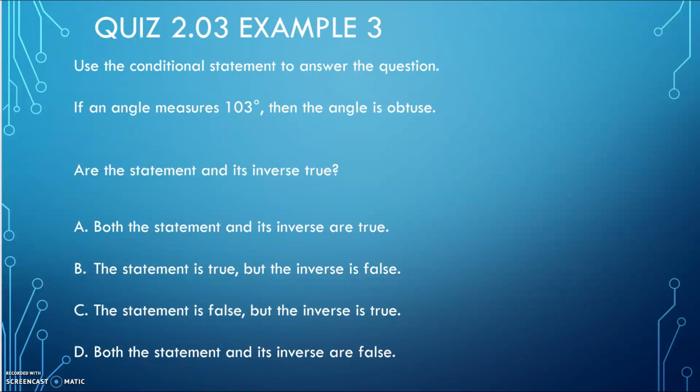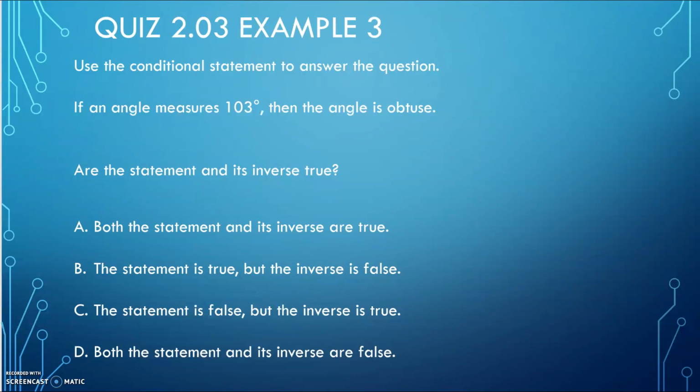Quiz 2.03, Reasoning Part 2, Example 3. Use the conditional statement to answer the question. If an angle measures 103 degrees, then the angle is obtuse. Which statement and its inverse is true?